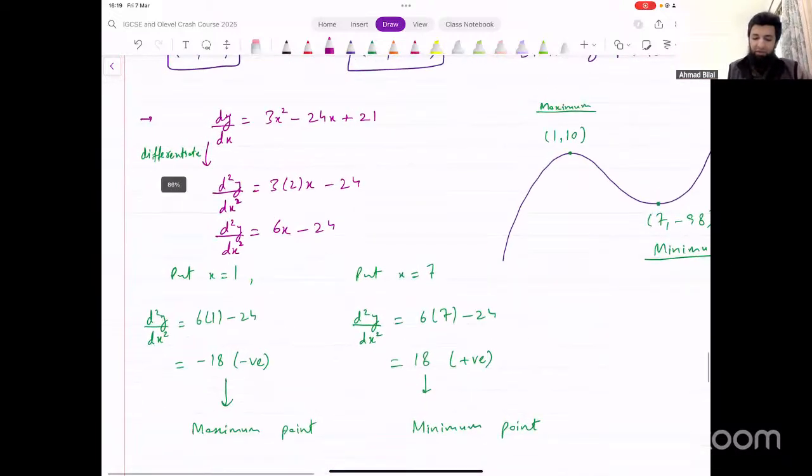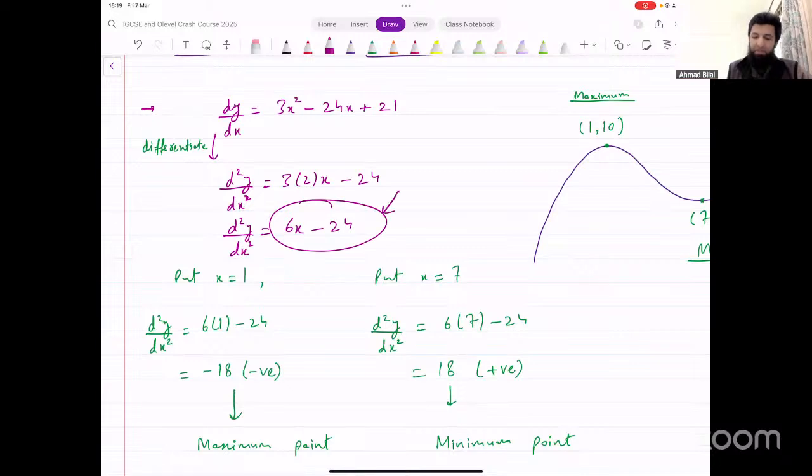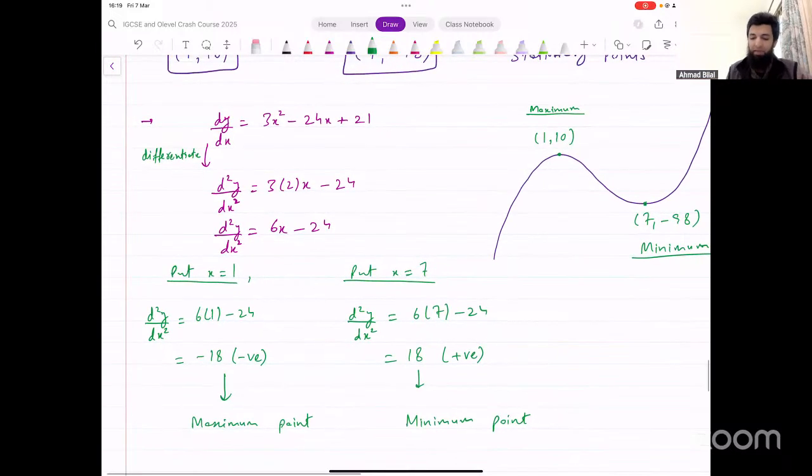If the second derivative turns out to be in terms of x, in that case, you would have to input those values of x here. First of all, x equals 1, x equals 7 in this case. And then once you have a number out of that, if that number is negative, you say that's maximum. If that's positive, that's a minimum. Okay, so that's about stationary points.